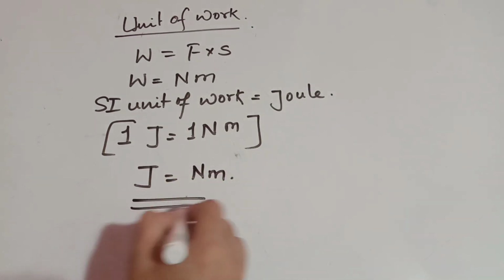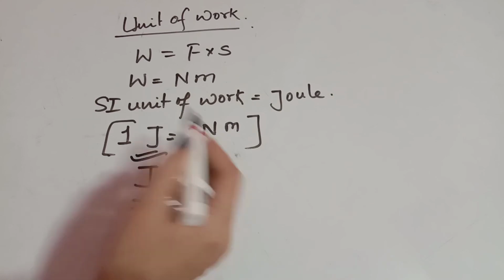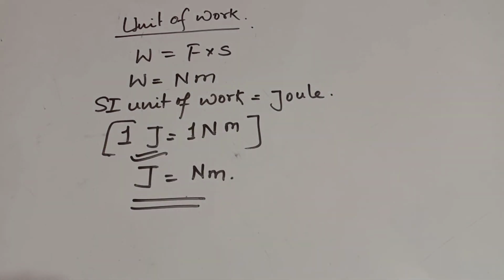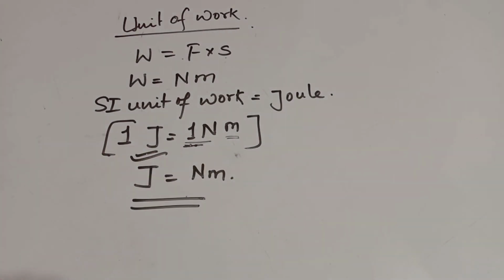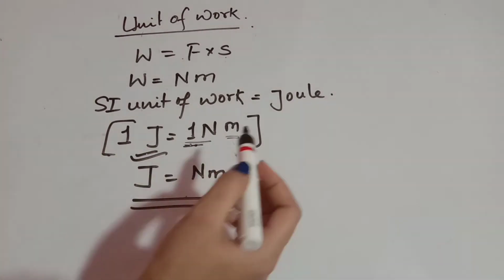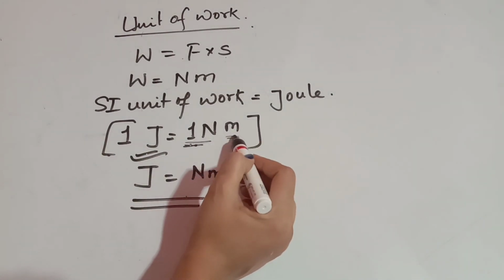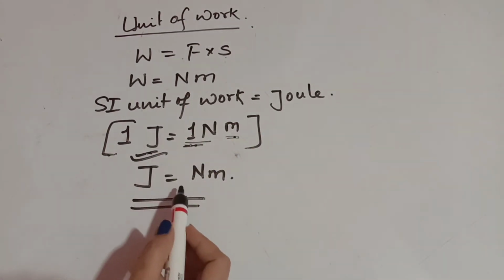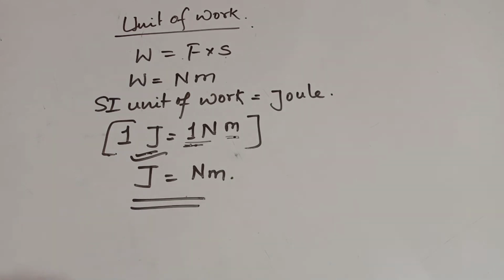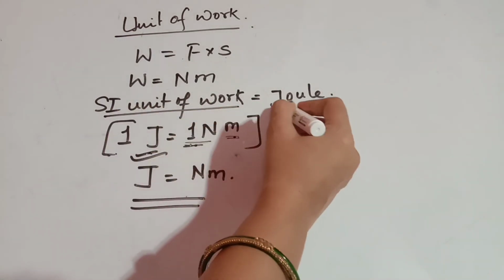Now how can you define joule? With the help of this formula, you can define joule: when a force of 1 Newton is applied on any object and moves the body through a distance of 1 meter, then the work done is known as 1 joule. So joule is equal to 1 Newton meter, or simply you can write that the SI unit of work is joule.